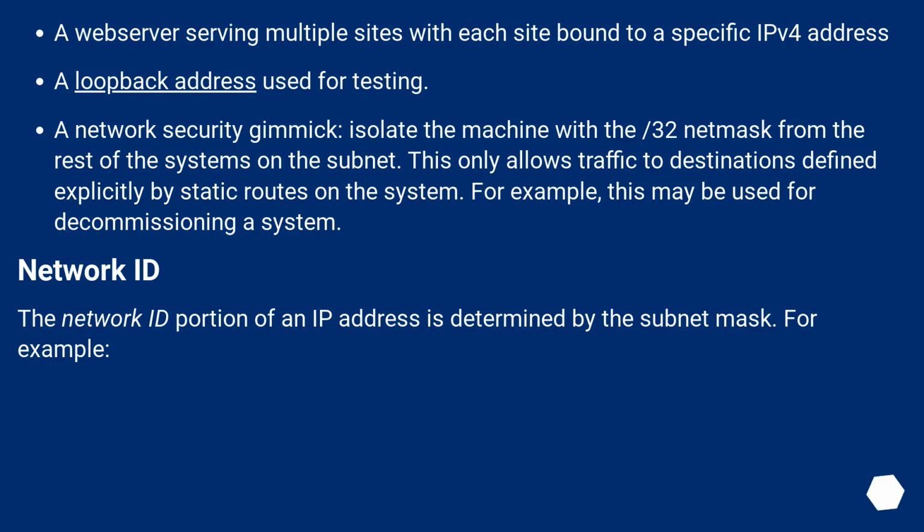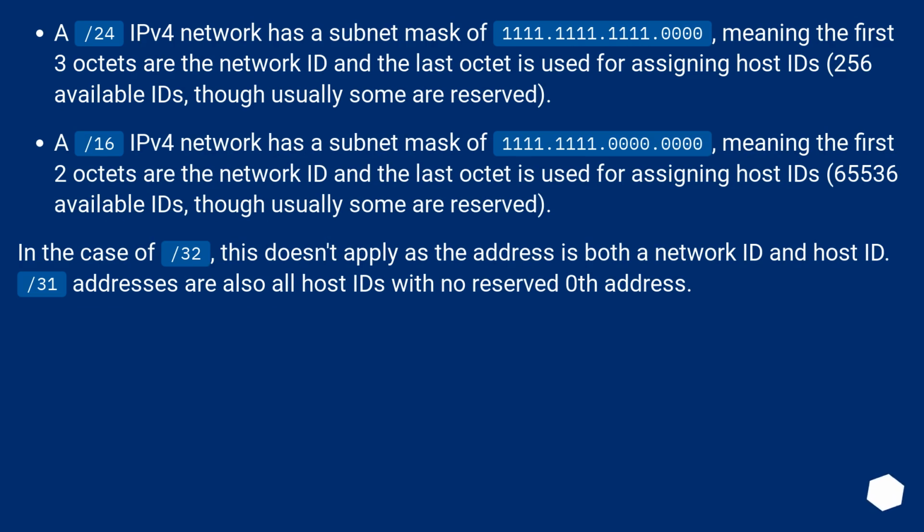Network ID. The network ID portion of an IP address is determined by the subnet mask. For example, a /24 IPv4 network has a subnet mask of 1111.1111.1111.0000, meaning the first 3 octets are the network ID and the last octet is used for assigning host IDs, 256 available IDs, though usually some are reserved.